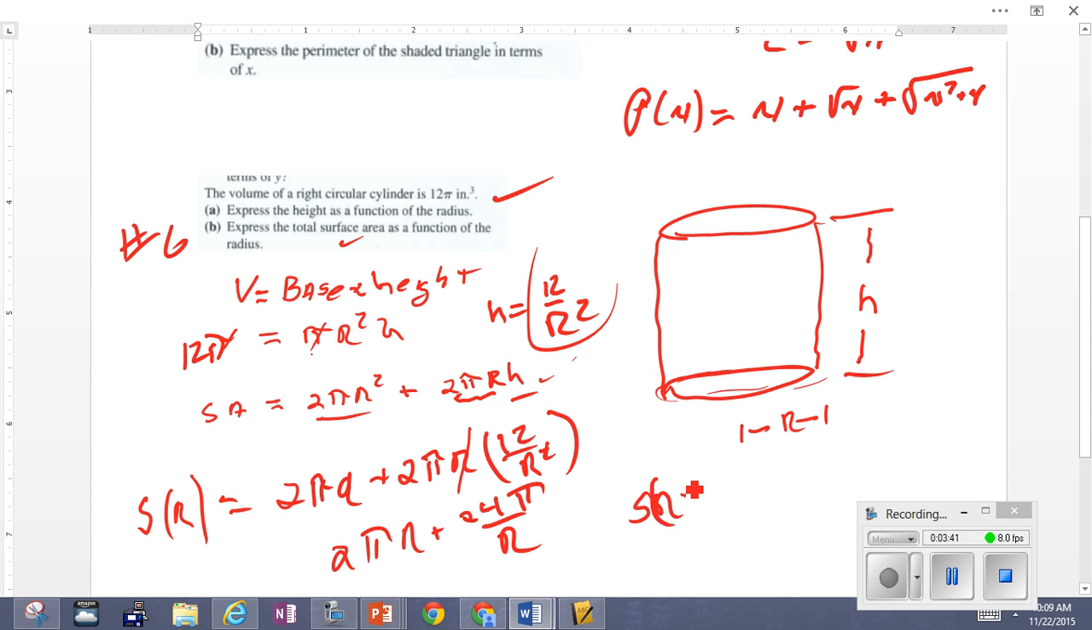The surface area is a function of r. Okay, I guess we could pull out the 2 pi if we want, and rewrite it as r squared plus 12 over r. And we could leave it at that. Okay? And I think later we'll come back and we'll actually optimize that through our calculator.